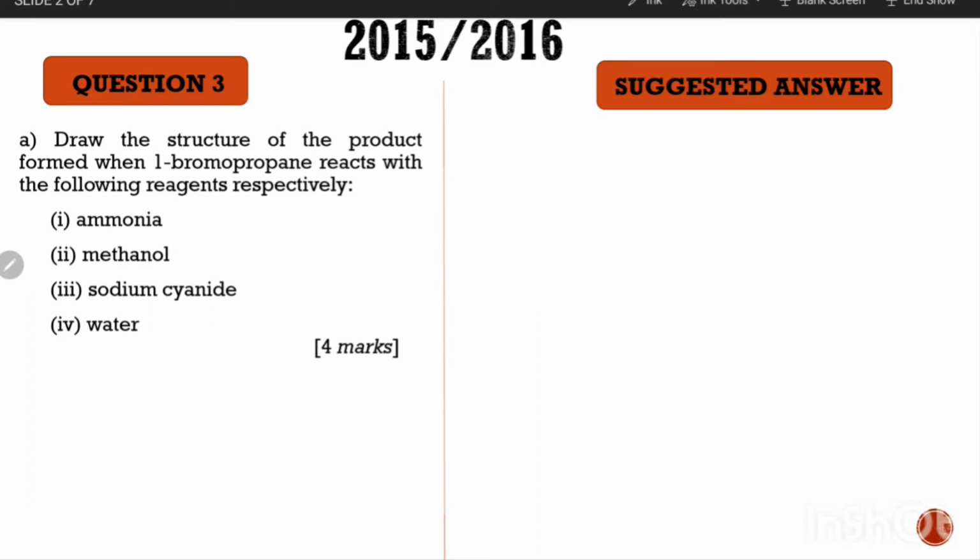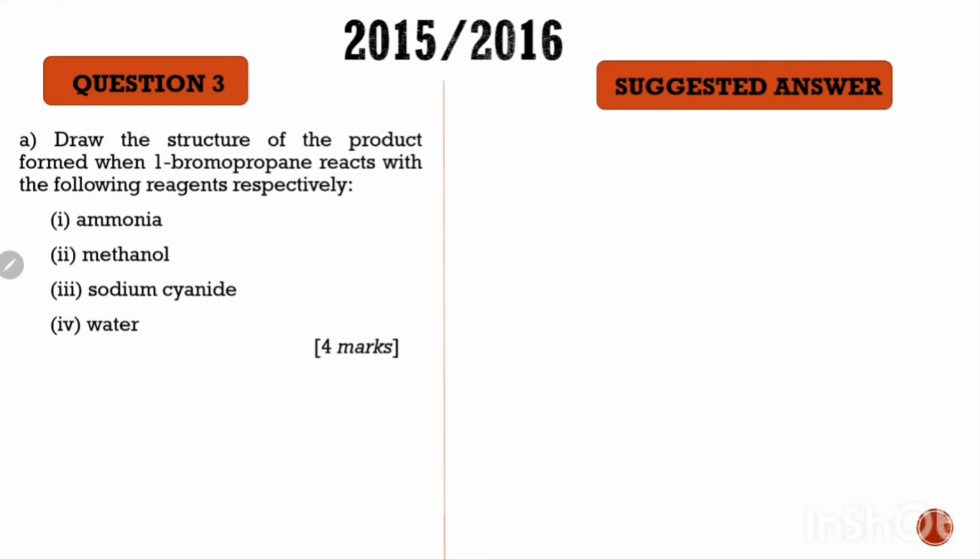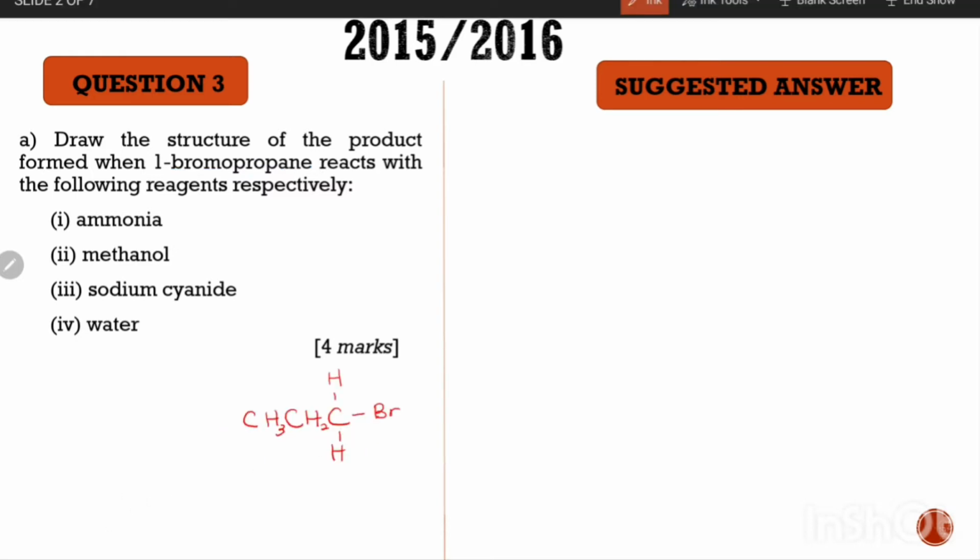To answer this question, first you need to know the structure of 1 bromopropane. So first step, draw the structure of 1 bromopropane. 1 bromopropane is a haloalkane with 3 carbon atoms where the bromine is attached at carbon number 1. From the structure of 1 bromopropane, identify the site of reaction.